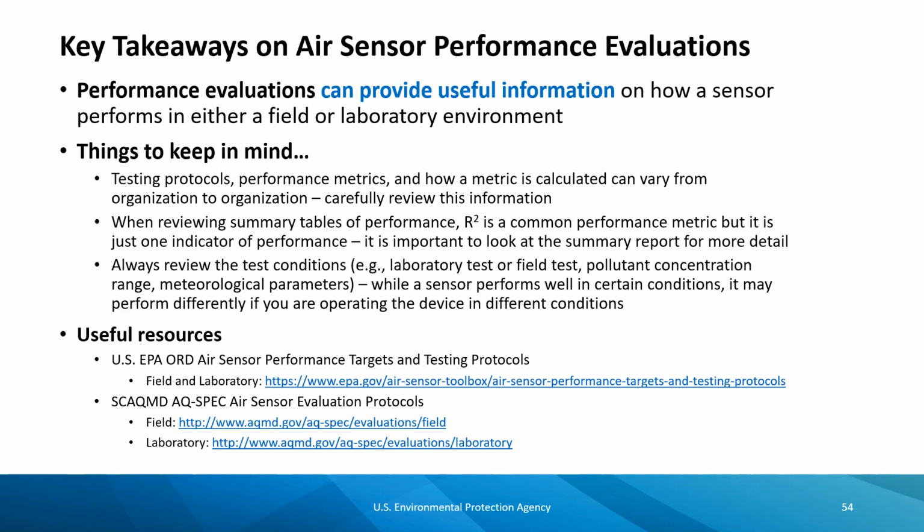Next, R squared is a common metric used to understand sensor performance. However, it is just one indicator of performance. It is important to look at the detailed summary report to best understand sensor performance. Additionally, while a sensor may perform well in certain conditions, it may perform differently if the device is operated in other conditions. Remember to always carefully review the test conditions. Lastly, there are many useful resources available on sensor testing protocols and sensor evaluation results, some of which are listed on this slide.